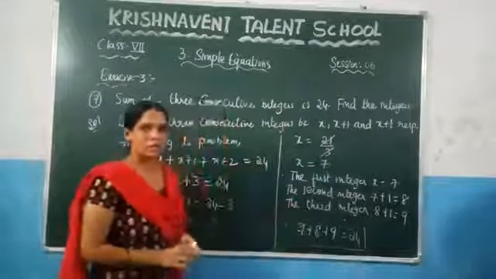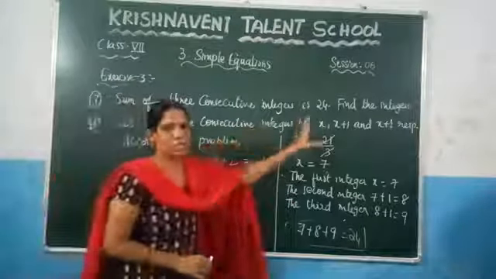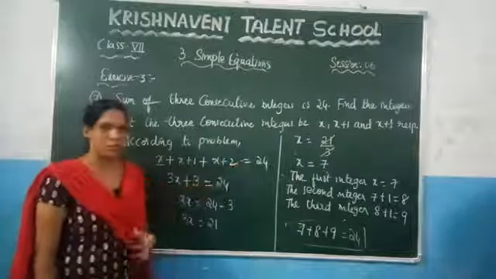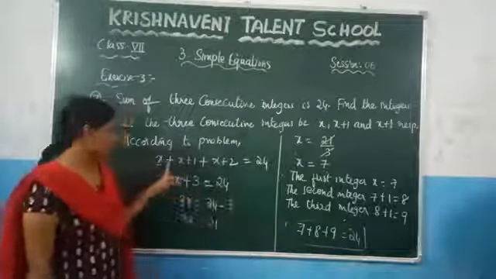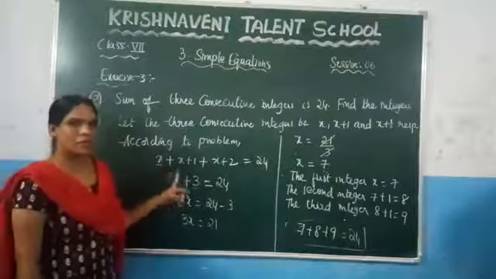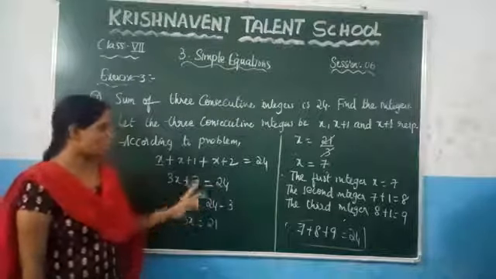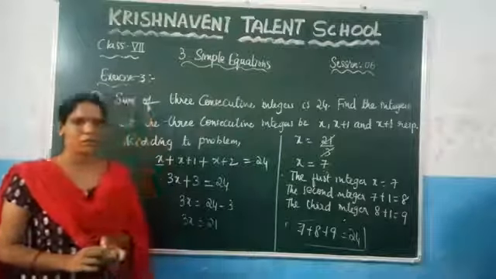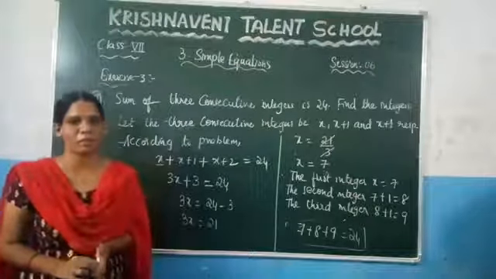And what does the question say? If you take their sum, you have to get the answer 24. So x plus x plus 1 plus x plus 2 is equal to 24. After solving this, we got the first number as x, 7. To find the next two numbers, we write 8 and 9, and after adding, we get the result 24. Now this session is completed. In the next session, we are going to solve the remaining problems.